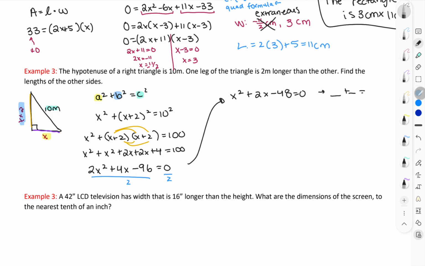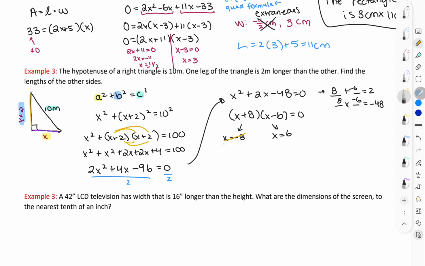So I'm asking myself what two numbers add to 2 and multiply to negative 48. And the answer to that is a positive 8 and a negative 6. I can jump straight to those being my factors. X plus 8, x minus 6 equals 0. Solve these two now that it's zero product property. X equals negative 8. X equals positive 6, looking at the roots of that factored form, right?